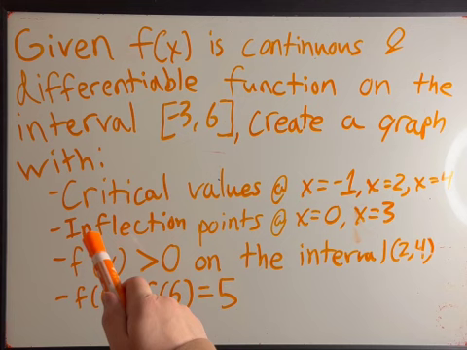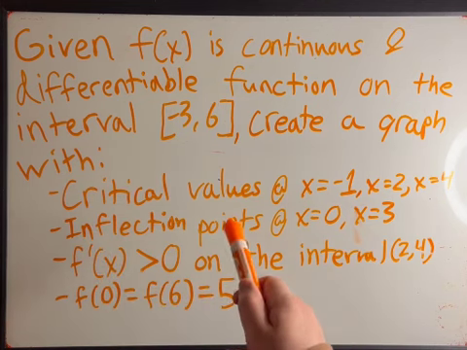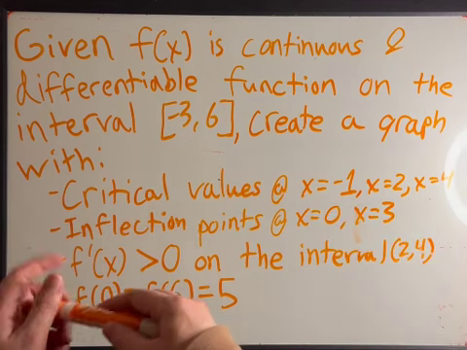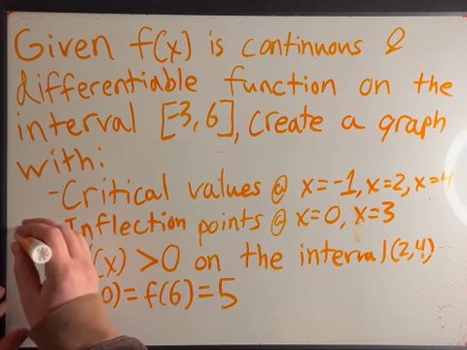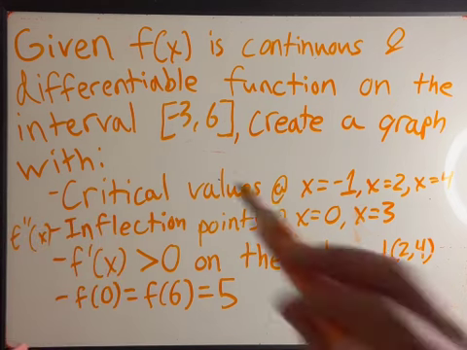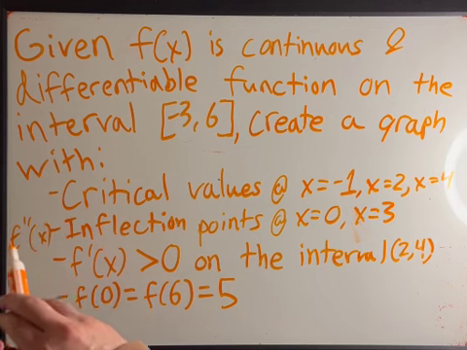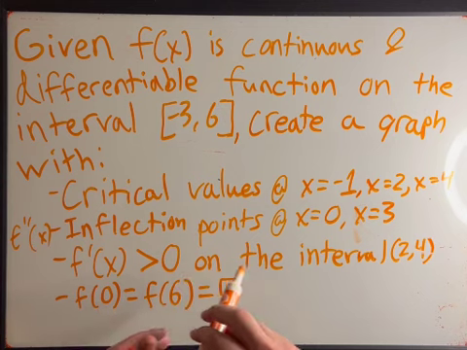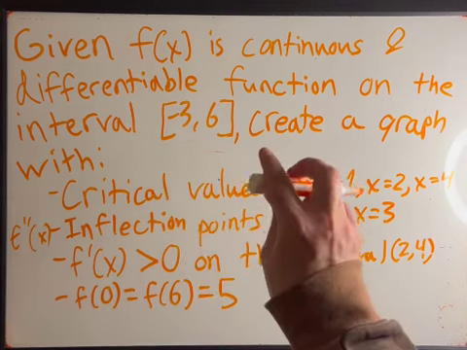Then our next point, inflection points at x equals 0 and x equals 3. This is a different derivative graph than critical values. Critical values are made using the f prime function, while inflection points use f double prime of x. So this is an important piece of information, but it doesn't help us much with critical values. So what else could help us? Well, f prime of x is greater than 0 on the interval 2 to 4. What can that tell us? Let's take a look at the graph.